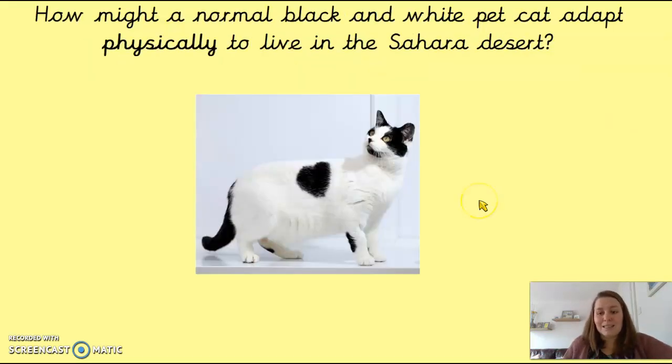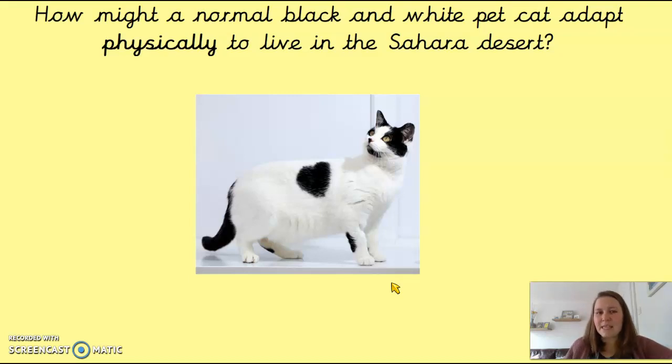Now, let's have a think about how we could take an animal and put it into a completely wrong place, because this is what your task is going to involve later. Let's do this example together. How might a normal black and white pet cat have to adapt physically, so its physical characteristics, what might have to change over time for it to be able to live in the Sahara Desert? Pause and come up with as many ideas as you can.